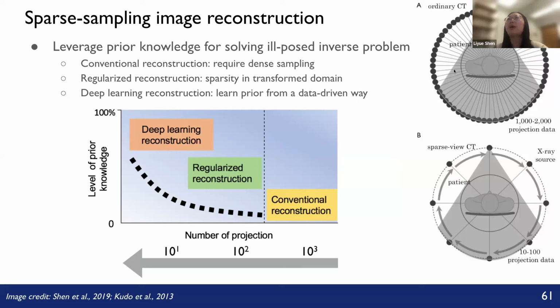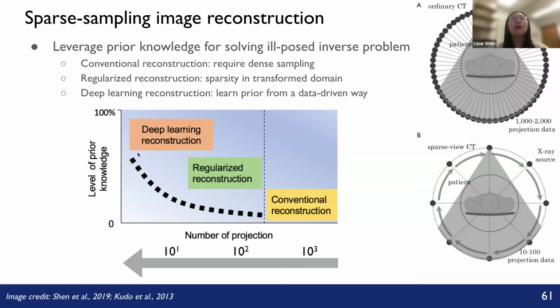So for example, as shown in the right figure, if we are doing clinical CT scanning in the protocol, we always require thousands of projection data to reconstruct one CT image. But if we want to achieve a sparse view CT that can reduce the projections to below 100 or 10 projection data, we may need to add some regularizations to further enforce the assumption about the image data to help with the reconstruction process. So that is actually regularized reconstruction, and some specific examples like compressed sensing with sparsity in the transform domain have been introduced.